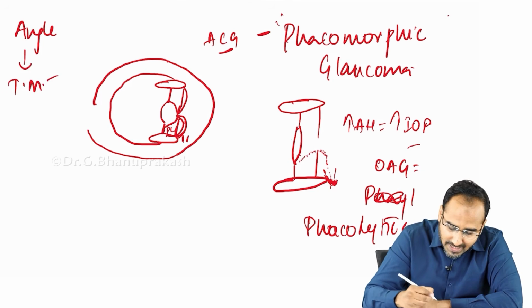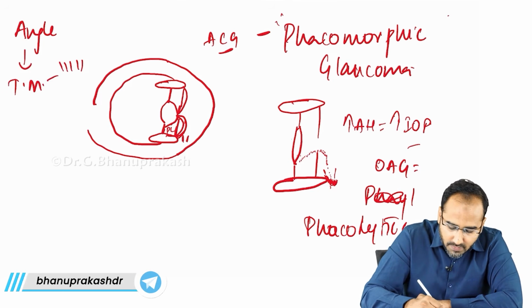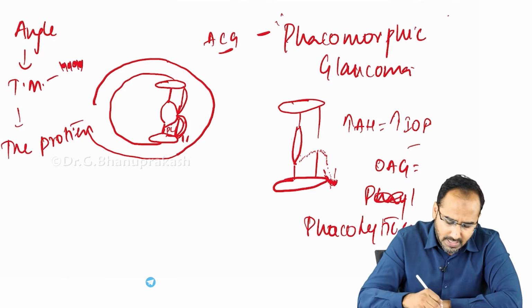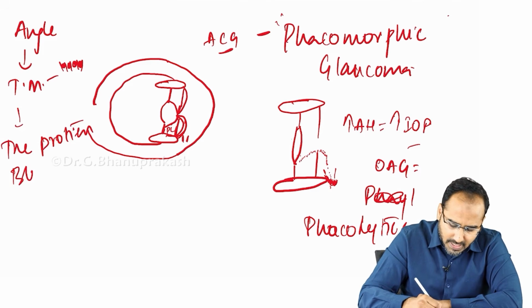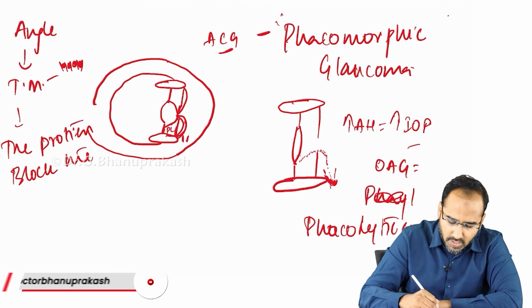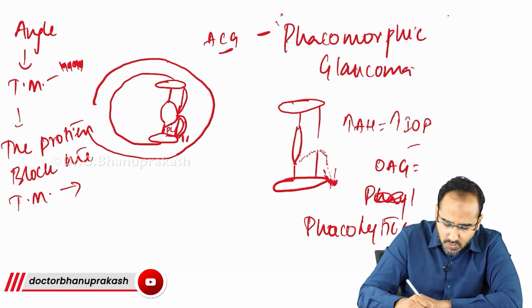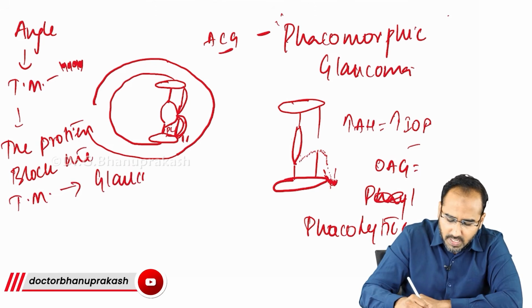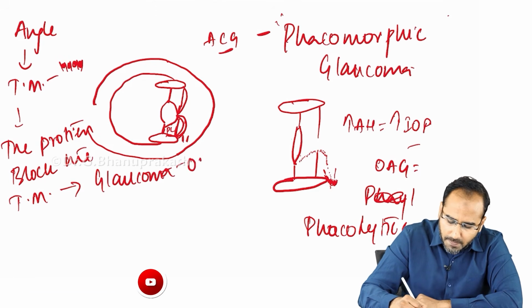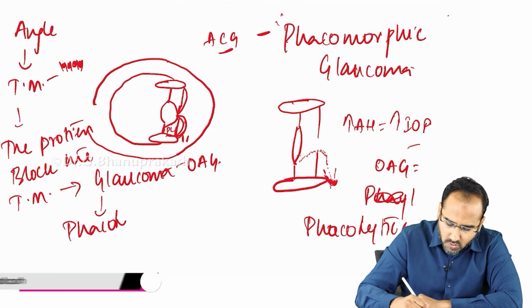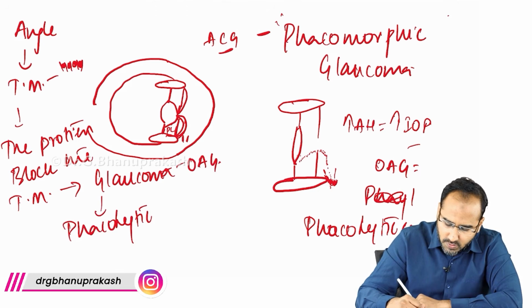But what happens in the trabecular meshwork? This is the trabecular meshwork. What happens in the trabecular meshwork? The protein blocks the trabecular meshwork. The protein means lens protein, crystalline protein, blocks the trabecular meshwork. Hence leading to glaucoma. What glaucoma? Hence leading to open angle glaucoma, which is also called as what glaucoma? Phacolytic glaucoma.